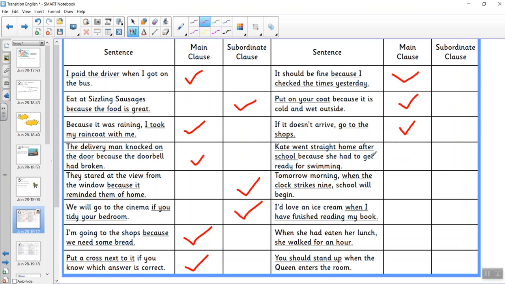Kate went straight home after school, main clause. Tomorrow morning, when the clock strikes 9, school will begin. It is a subordinate clause, but it's also embedded. Can you see? Embedded. Tomorrow morning, when the clock strikes 9, school will begin. And it's embedded because it's acting as an adverbial. It's telling us a little bit more about the time there.